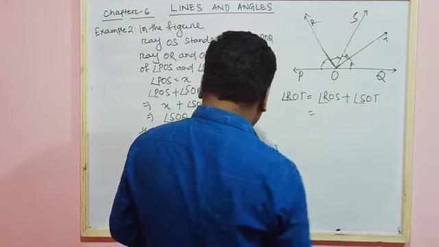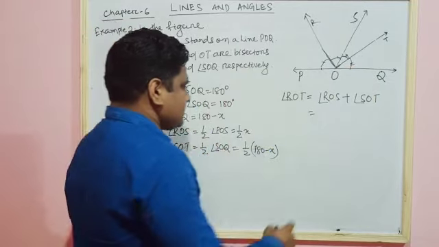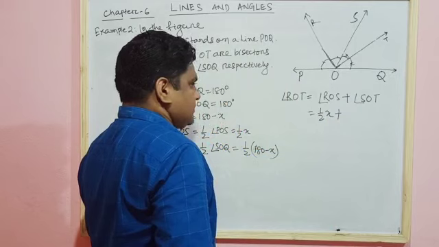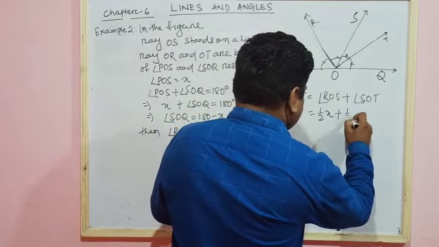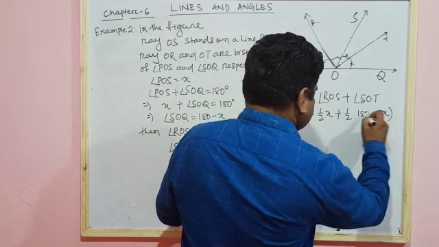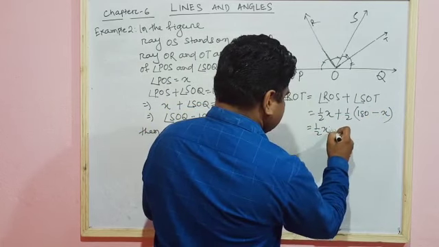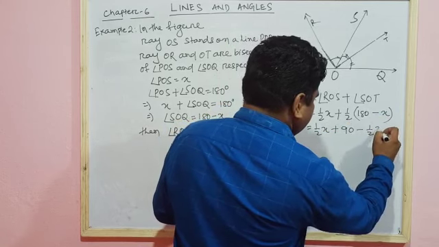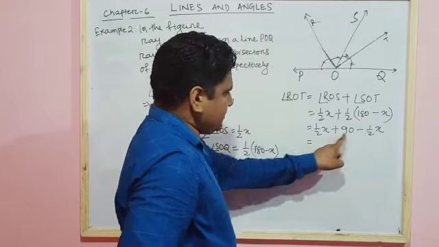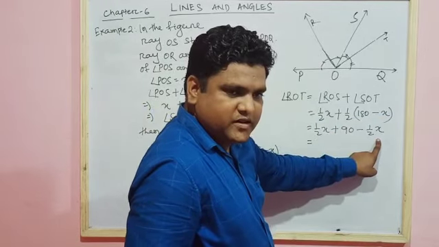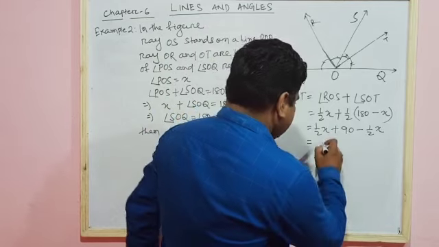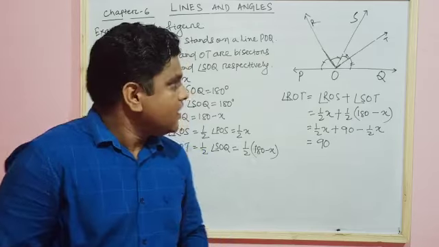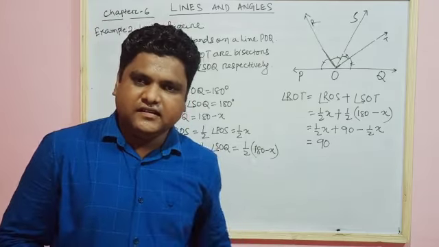So ROS is half of x and SOT is half of 180 minus x. It will be half of x plus half of 180, which is 90, minus half of x. Both these terms are equal, one positive and one negative, so they will be eliminated and the remaining is 90 degrees. So we got our final answer that the measure of angle ROT is 90 degrees.